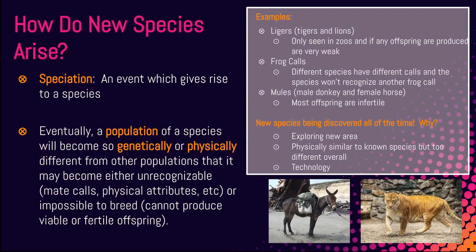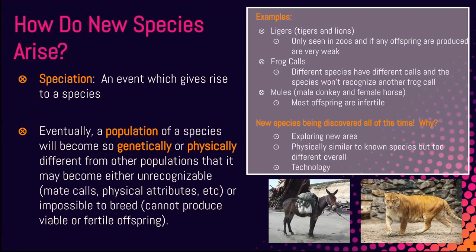Mules are an example of what happens when it's just impossible to breed a viable or fertile offspring. We can breed donkeys and horses. Those are two separate species. But the offspring that we get, a mule, is not capable. It may be very strong. It has attributes of both, but it's sterile. It's infertile. It's not going to be able to produce any offspring. It will never have children.